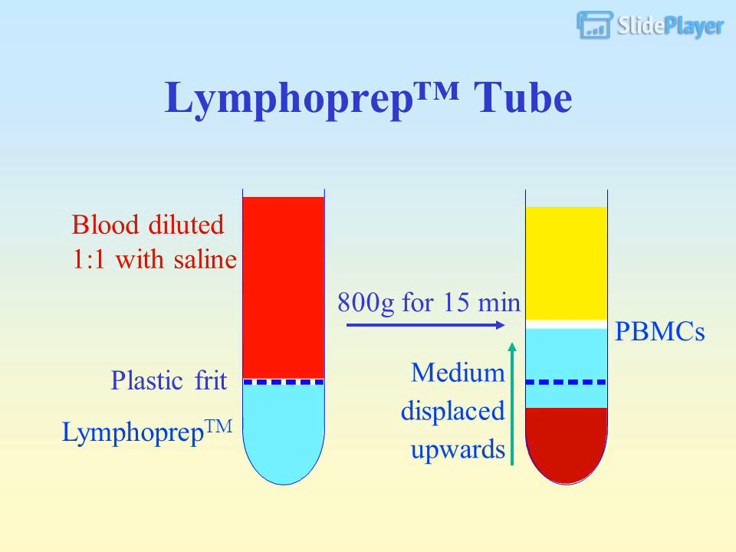Once the centrifugation is complete the liquid above the frit can simply be decanted to recover the PBMCs. Two tube sizes are available, one with 2 ml of Lymphoprep and one with 10 ml. The recommended volumes of diluted blood must be adhered to.